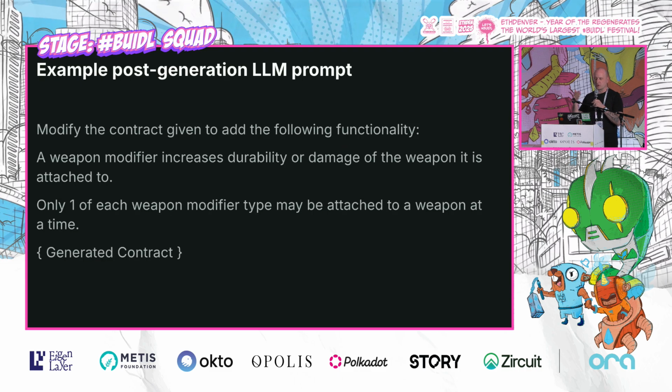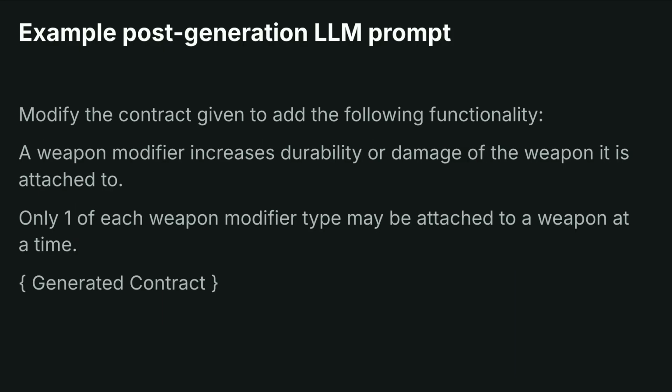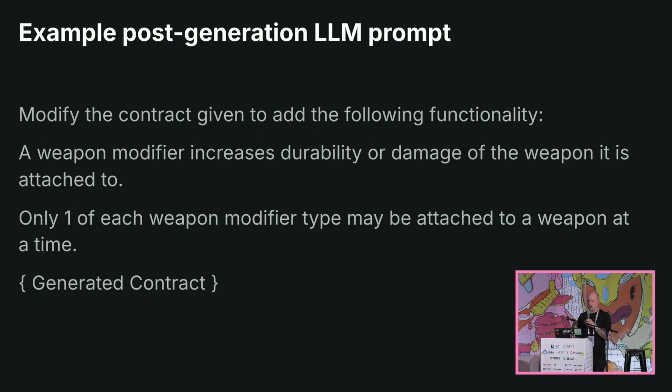So, an example post-generation LLM prompt. Like I showed you my one before, a paragraph with lots and lots of logic rules in it. This is an actual one you could do. Now that I have a generated contract, I could say, modify the contract given to add the following functionality. A weapon modifier increases durability or damage of the weapon it is attached to. So it'll add some code when you assign that weapon modifier, and it'll modify the weapon. And then I want to say only one of each weapon modifier type may be attached to a weapon at a time, and here's my generated contract. Your LLM now has a very high chance of success. It can see where it needs to go, it can see how everything's already laid out, it doesn't have to do any guesswork, and it can probably generate this code just fine, and you can probably audit it just fine.